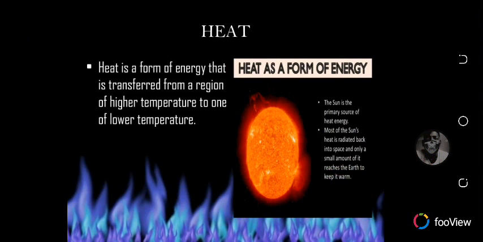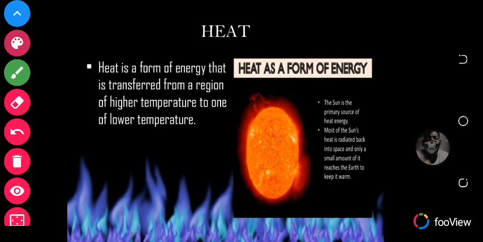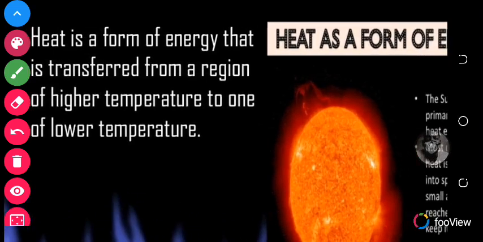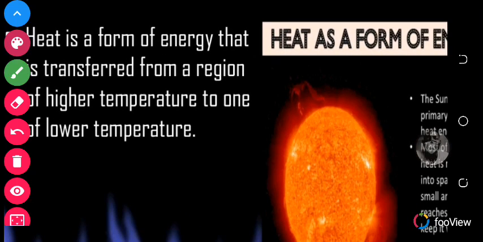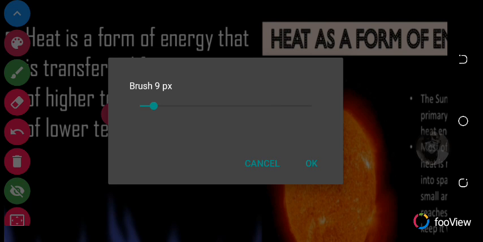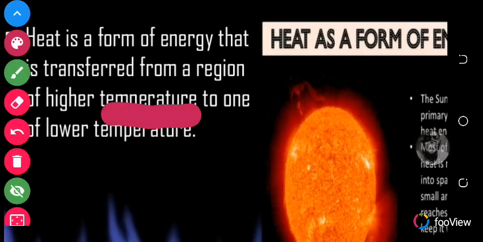So, let's look at the meaning of heat. Heat is a form of energy that is transferred from a region of higher temperature to one of lower temperature. So let's look at the meaning of temperature too. In order to know what heat is, you need to know what temperature is.